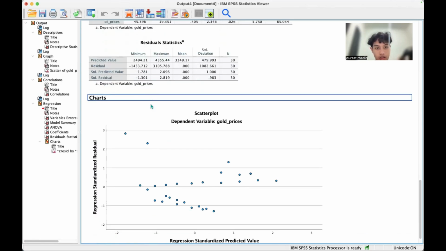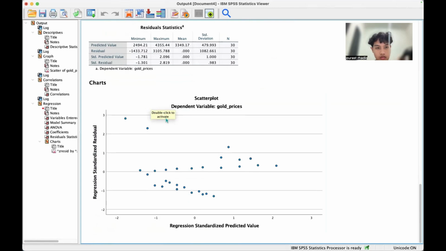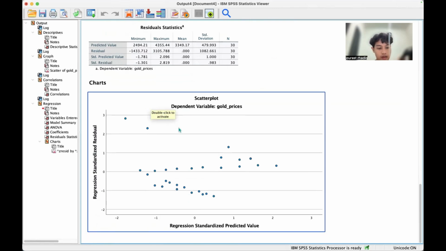This is for the residual graphs. If you see here, a lot of dots are in this zero area, meaning they don't show a strong evidence of heteroscedasticity.